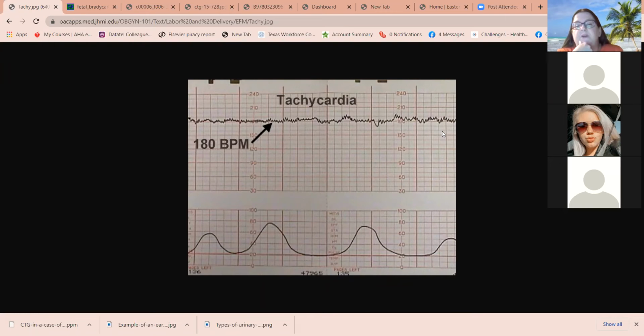Category 1, 2, or 3. Okay, category 2 because it's tachycardic. Now, what is one assessment you want to make based on this? Mom's temp. Yes. Sometimes a preterm fetus will be tachycardic, but it's usually not 180. If they're this tachycardic, the mom more likely has a fever unless there's some cardiac issue. So I would want to check mom's temp.